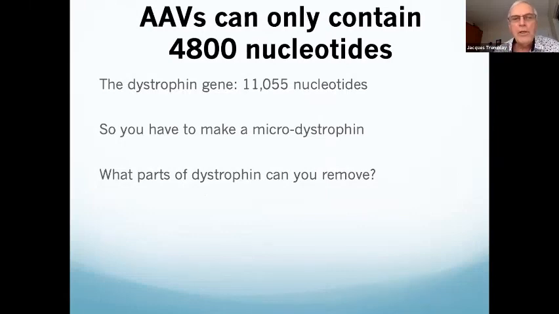So as I mentioned before, the problem with the adeno-associated virus is that it can contain only 4,800 nucleotides. The dystrophin gene itself, if we use only the part that codes for the protein, is still 11,055 nucleotides. So that's why people are trying to make a micro-dystrophin. But to make a micro-dystrophin, you have to remove part of the sequence coding for dystrophin. And the big question is which part should be removed.